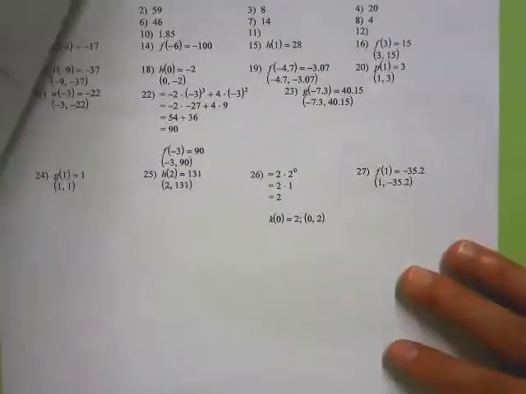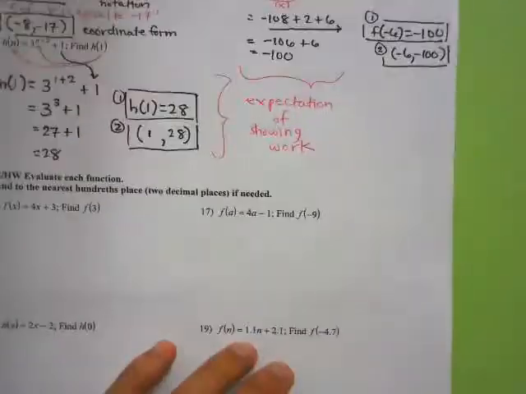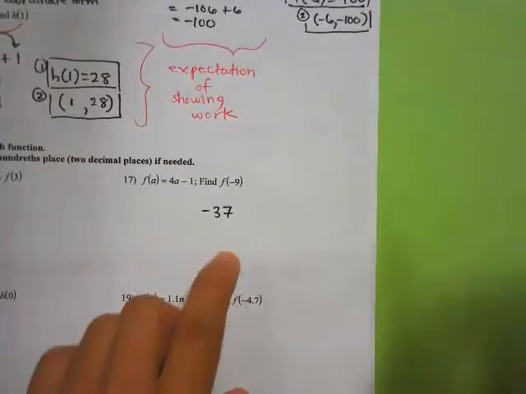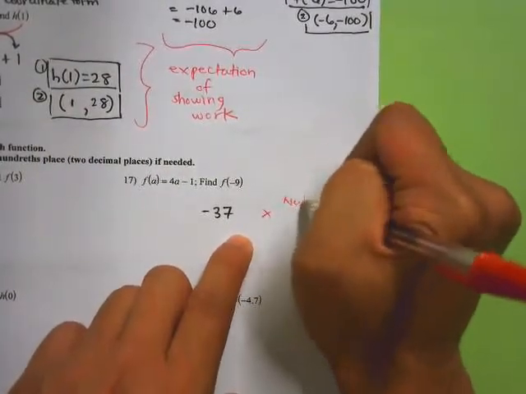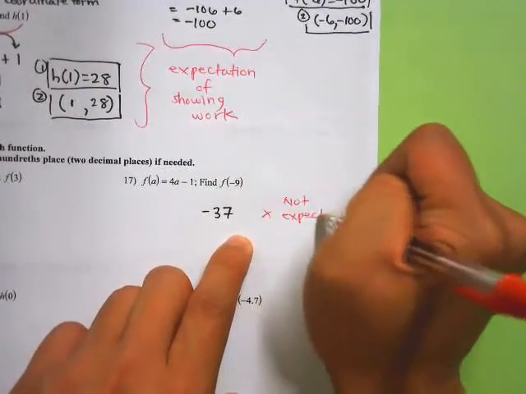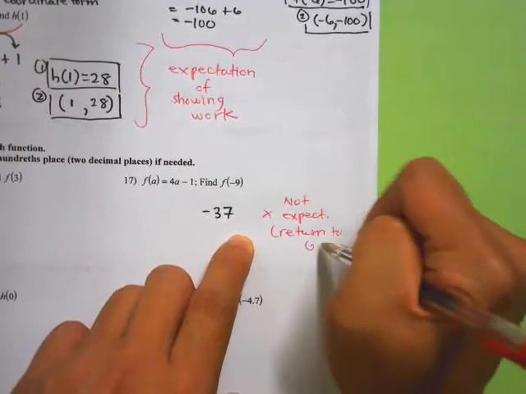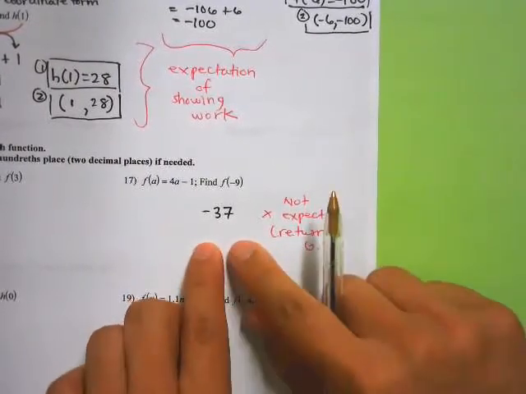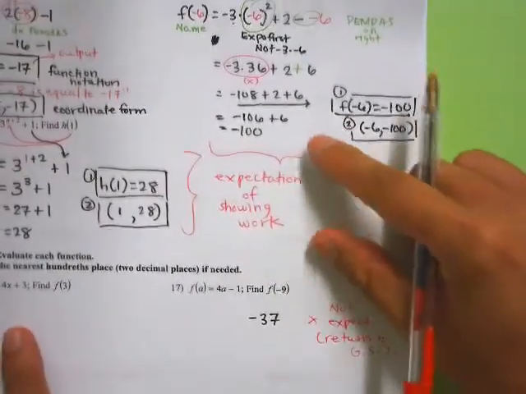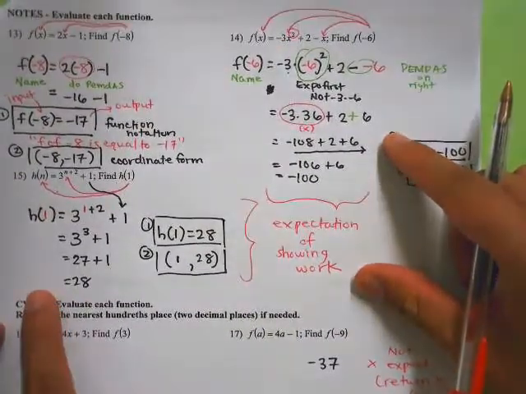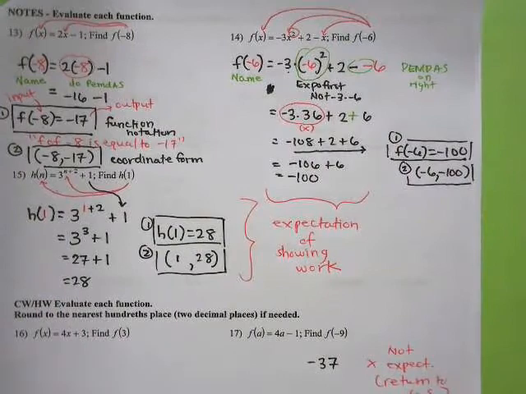Let me just look at number 17's answer, negative 37. If you just put negative 37 like this, I'm going to tell you this is not an expectation. I'm going to return this on Google Classroom. And I'm going to ask you, okay, please show more steps like this. How do you show steps again? Look back at the video over here and these notes. That is it for today.